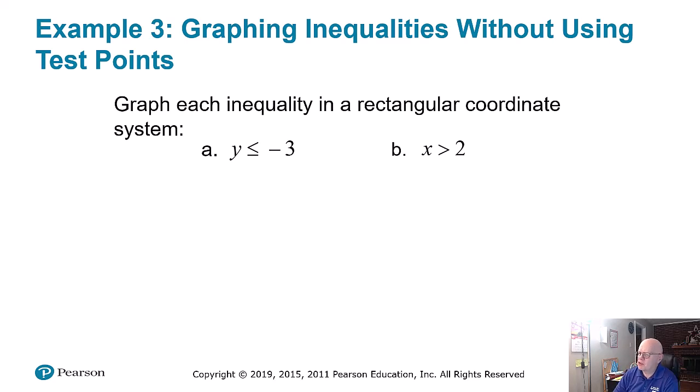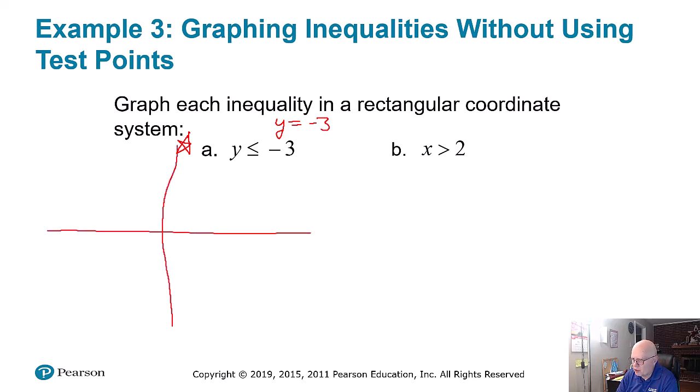So how about a fast one here? First of all, let's take this one and graph it. First of all, the line associated with that is y equals -3. So let's suppose this is our coordinate plane. Y equals -3 would be a horizontal line, and it's down here.